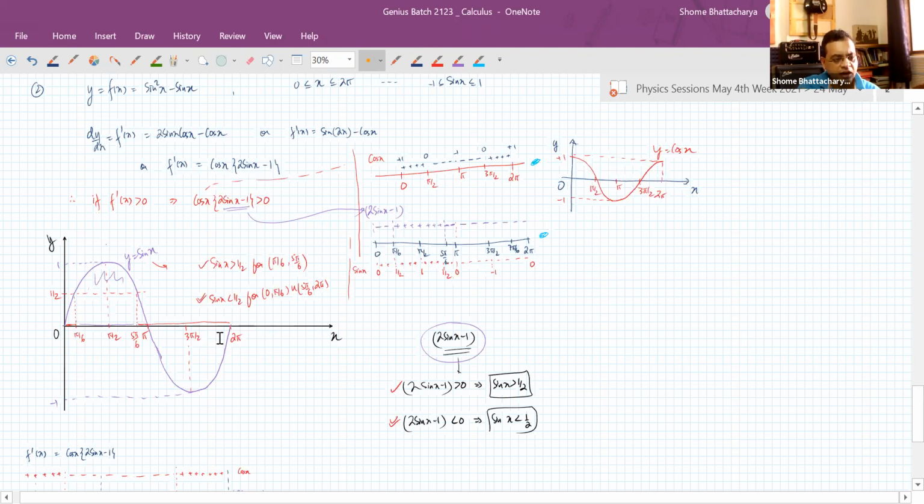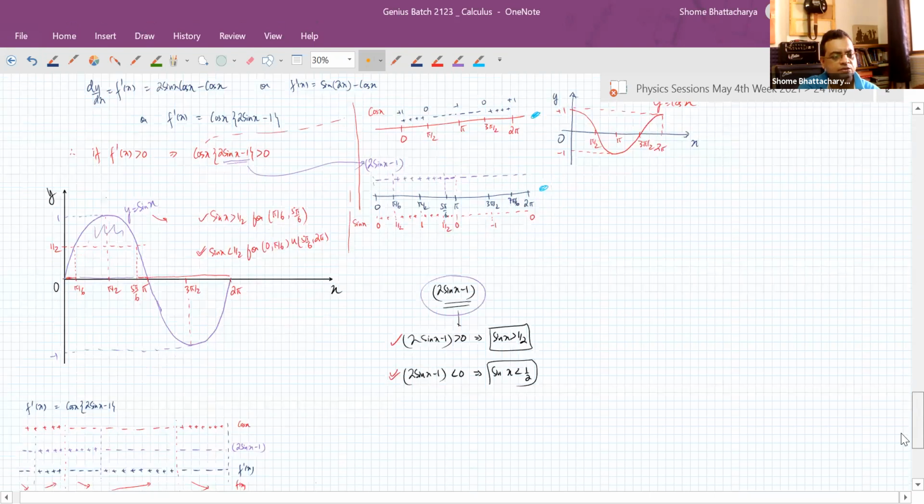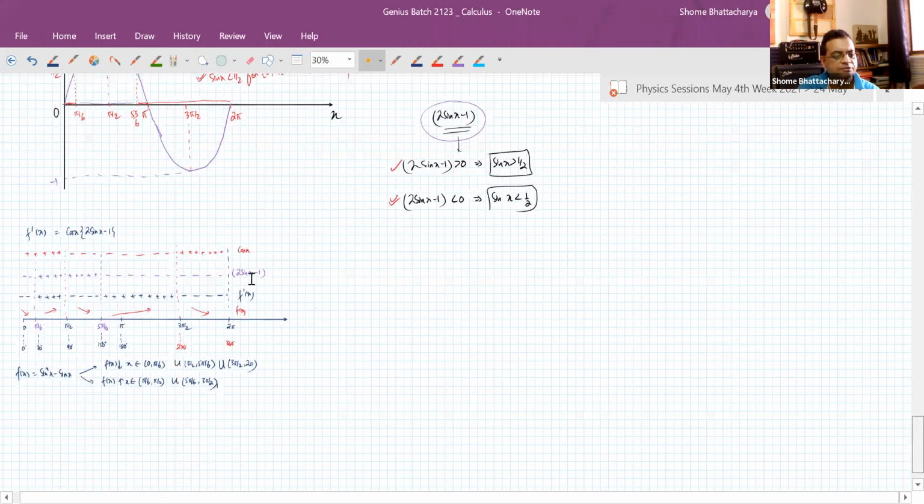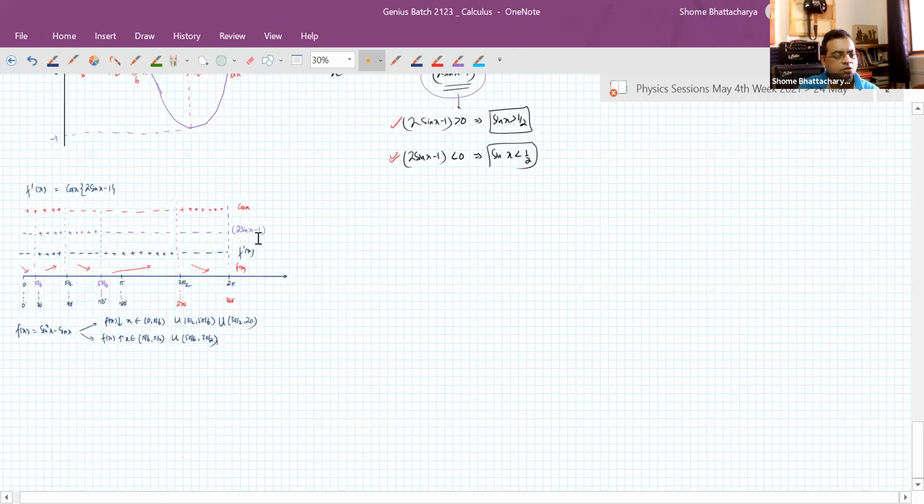But by analyzing the graph of sin x and this term 2 sin x minus 1, we came to know this second number line, where this second term 2 sin x minus 1 is negative and where it is positive. And in the final step, we have to now combine these two number lines to understand where the derivative of the function, that is this f prime x, which is the product of cos x into 2 sin x minus 1, is becoming negative and where it is becoming positive.